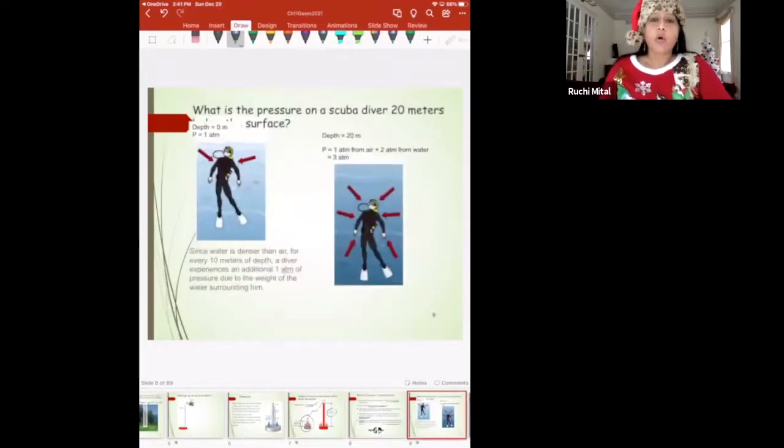Now let's try to understand all the different gas laws, right? I'm sure there are a couple of you who love to scuba dive and you love that sport. Now, what happens to the pressure, right? If you are at a depth of 0, or we say that it is atmospheric pressure, it is 1 atm. But since water is denser than air, for every 10 meters of depth, a diver experiences an additional 1 atm pressure. So at a depth of 20 meters, if pressure is 1 atm from air, it is going to be 2 atm from the water. Therefore, the total pressure that this scuba diver is going to experience is going to be 3 atm.